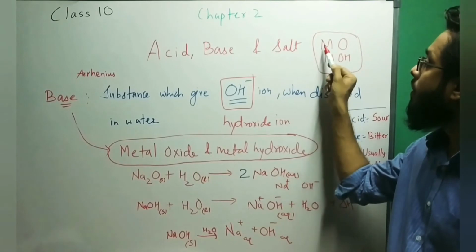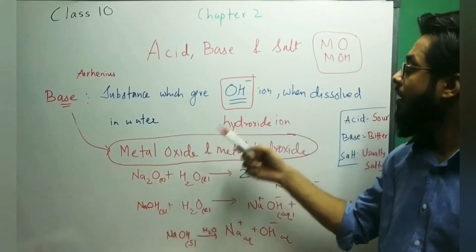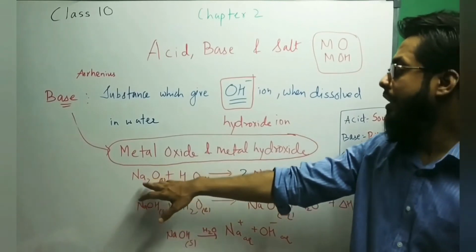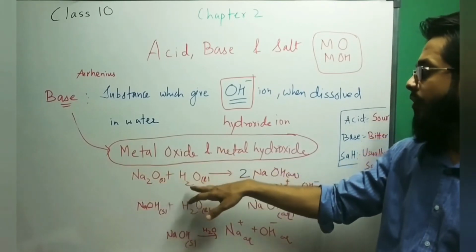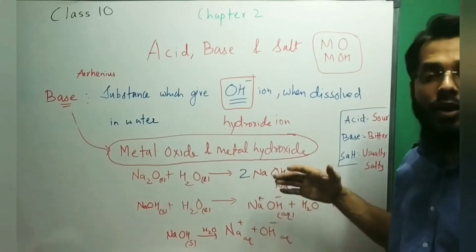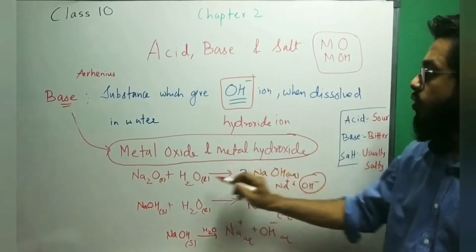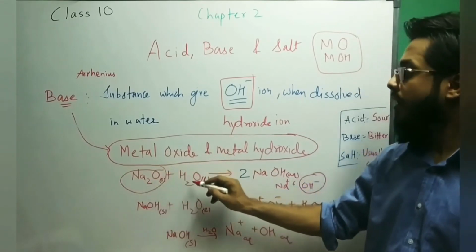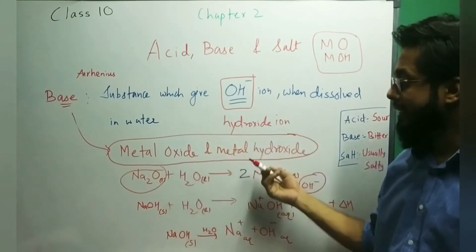But for example, sodium oxide, aluminum oxide, these are called basic oxides. Now let's see whether the definition is related or not. Na2O in solid state reacts with water, it gives NaOH in aqueous solution, but it gets ionized, so you will get hydroxide ion in aqueous solution. So this substance is a metal oxide, which is sodium oxide. Sodium oxide when dissolved in water gives hydroxide ion. So metal oxides are basic in nature.